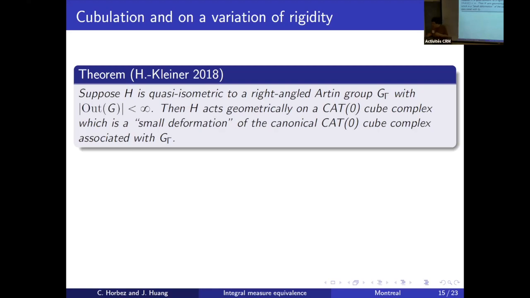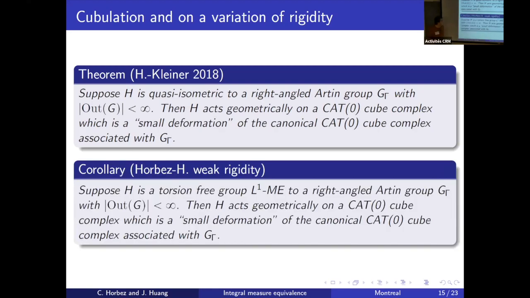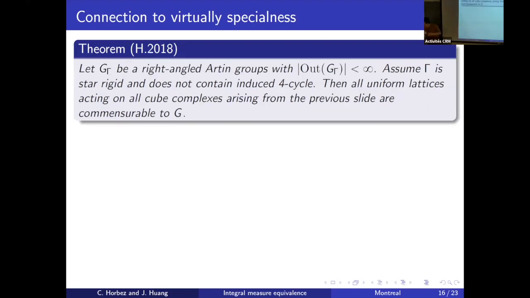Okay, so now if we put this together, we have the following corollary. If I take a torsion-free group which is L1 ME to a rectangle Artin group with finite Out, then it's going to act geometrically on some cube complex, which is a small deformation of the canonical cube complex associated with the RAAG. So we have a nice geometric model to work with. Now the next question, because eventually we want to get to rigidity: what can we say about a group acting geometrically on this cube complex? This gives rise to the connection to virtual specialness.